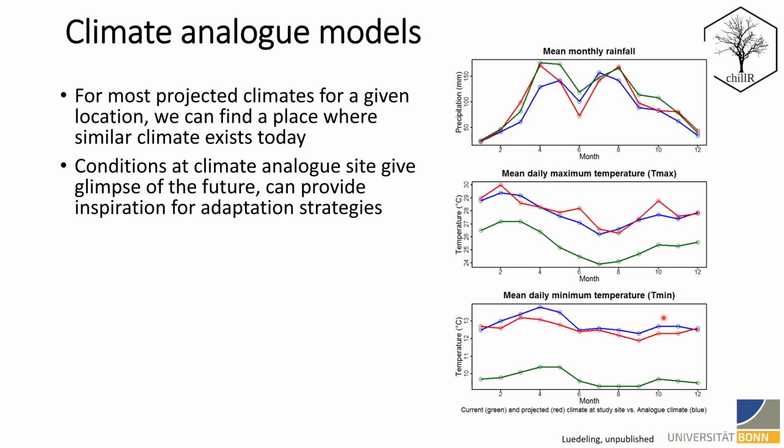So in theory, the conditions at this climate analog site should give us a glimpse of the future. And possibly it can provide inspiration for adaptation strategies. Because if we visit that other village and we look at how the farmers there manage their agricultural systems, maybe this could be a model for how we can also adapt to climate changes that are coming our way.